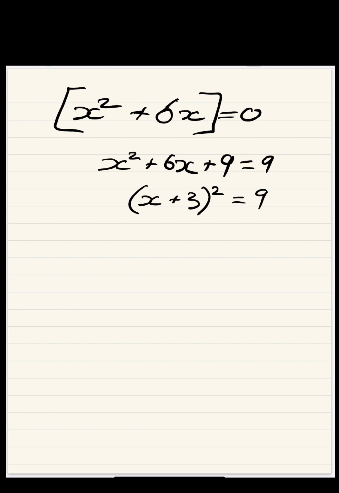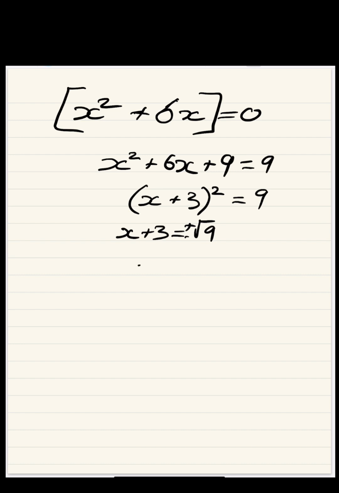Next step we're going to do is to square root. So that just leaves me a nice plain x plus 3 on the left hand side, and I've got the square root of 9. I've got both the positive and negative result of that. Because don't forget, for instance, positive 3 times positive 3 is positive 9, but also negative 3 times negative 3 is also 9.